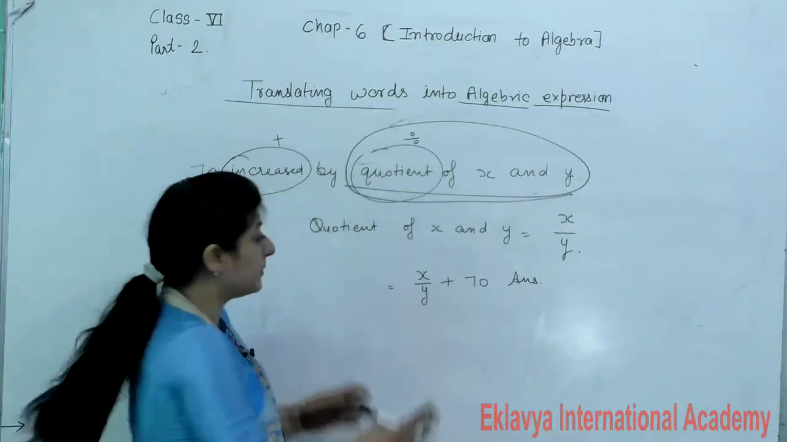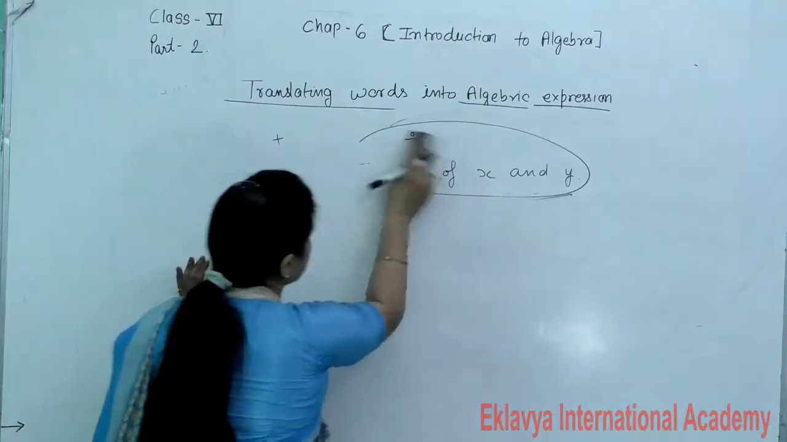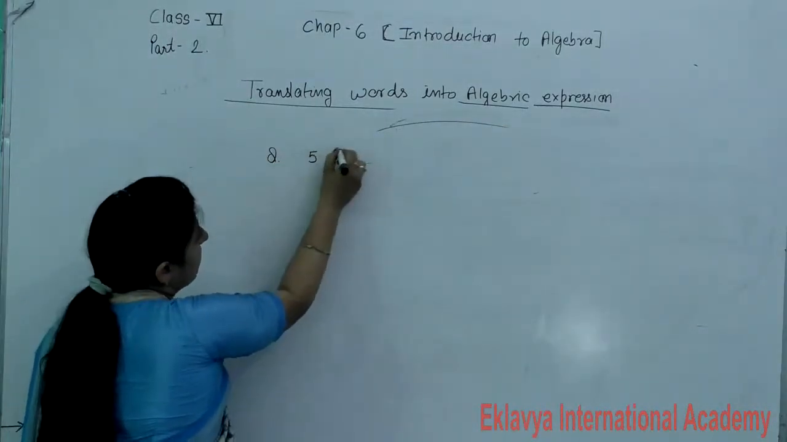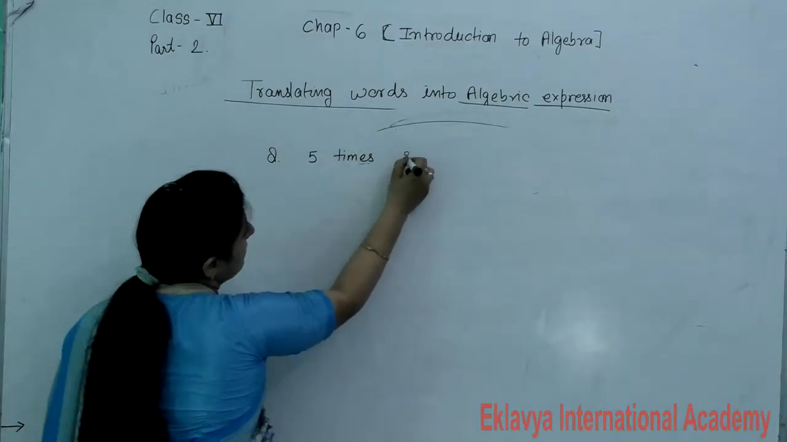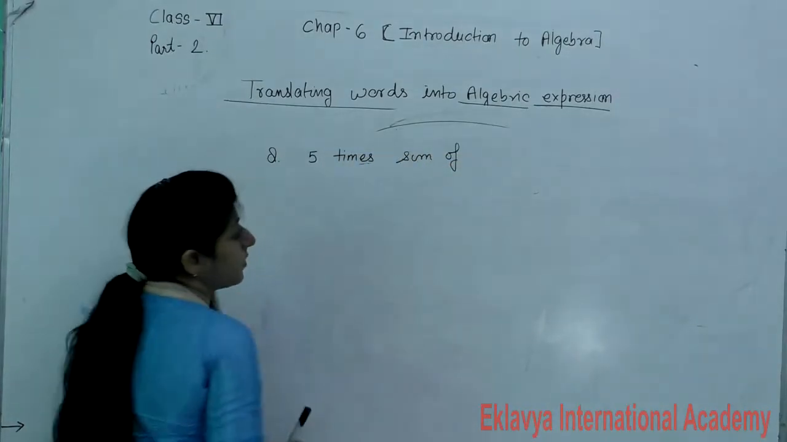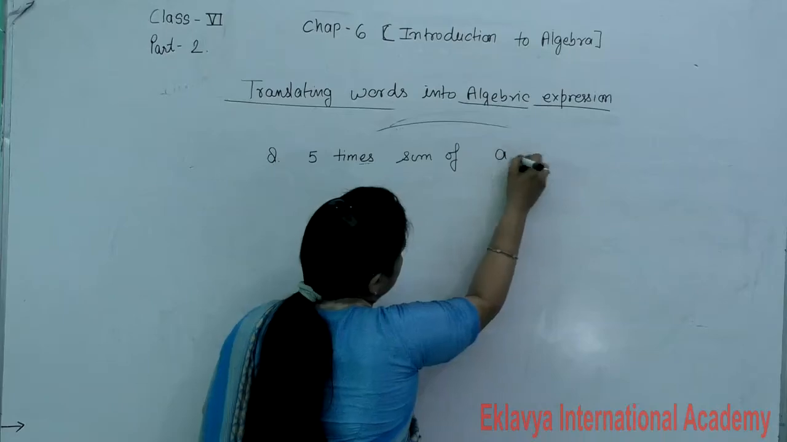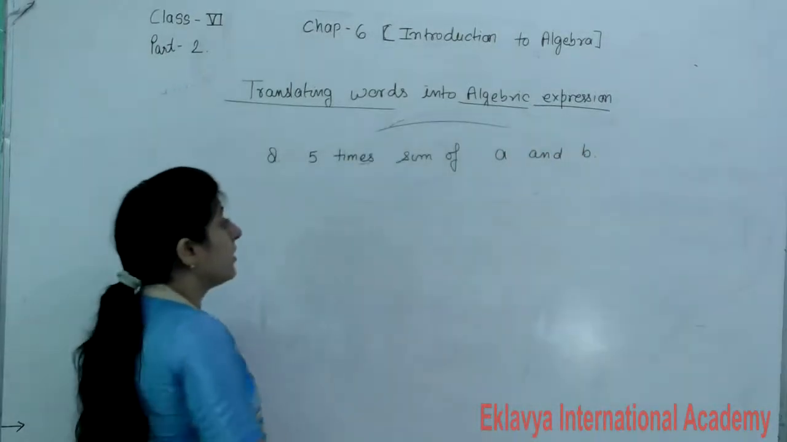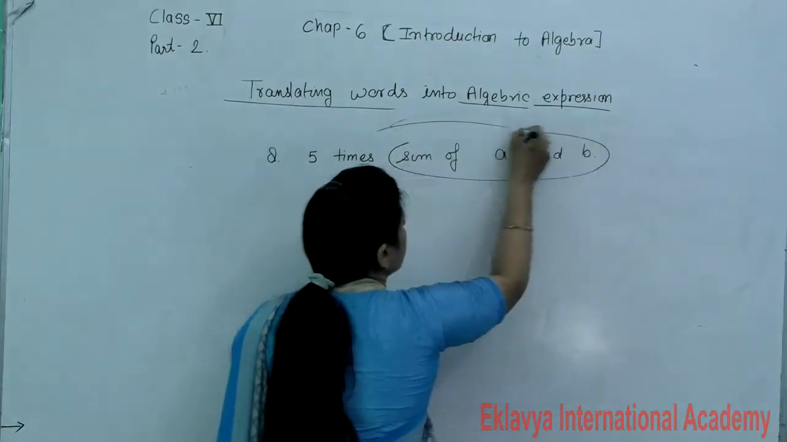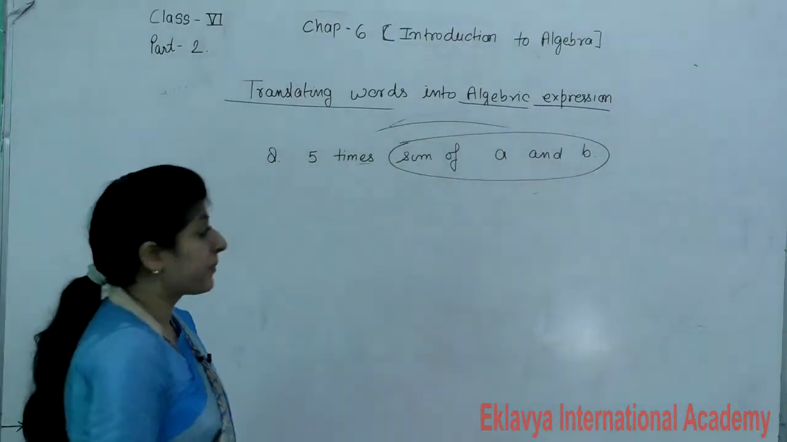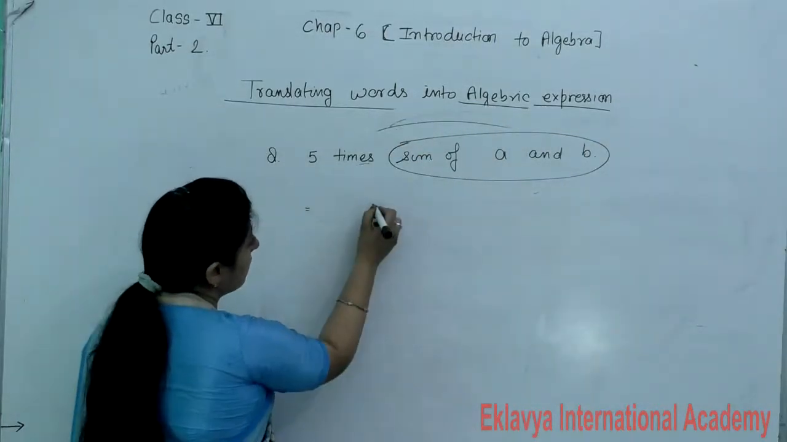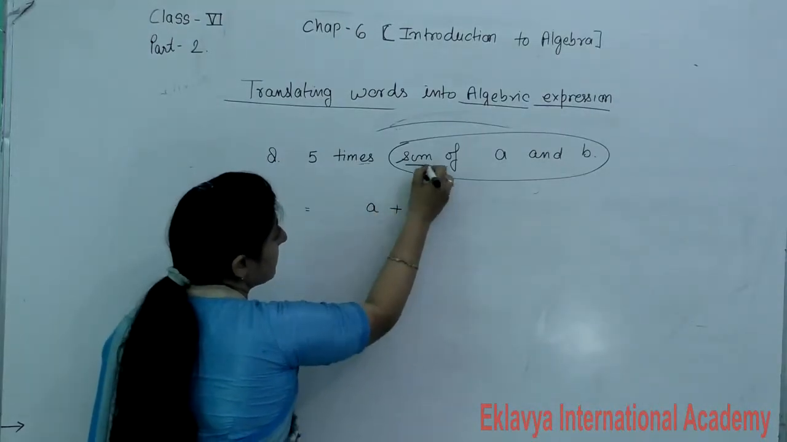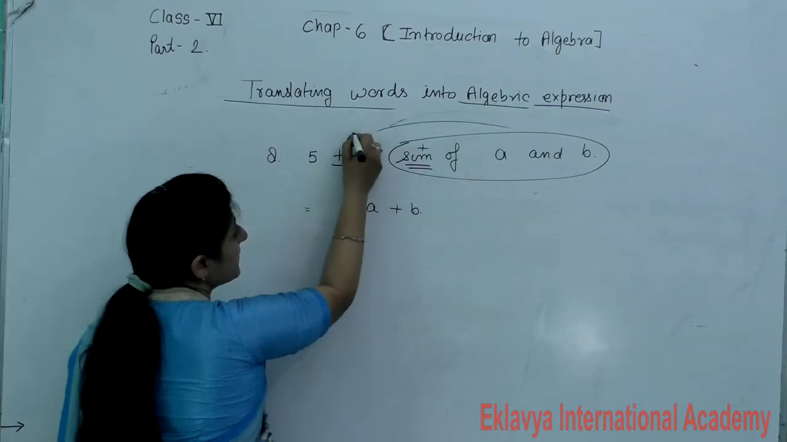Another example: five times sum of A and B. Firstly we will solve this one statement, sum of A and B. We write down sum of A and B means A plus B. Sum represents plus and times represents multiplication.